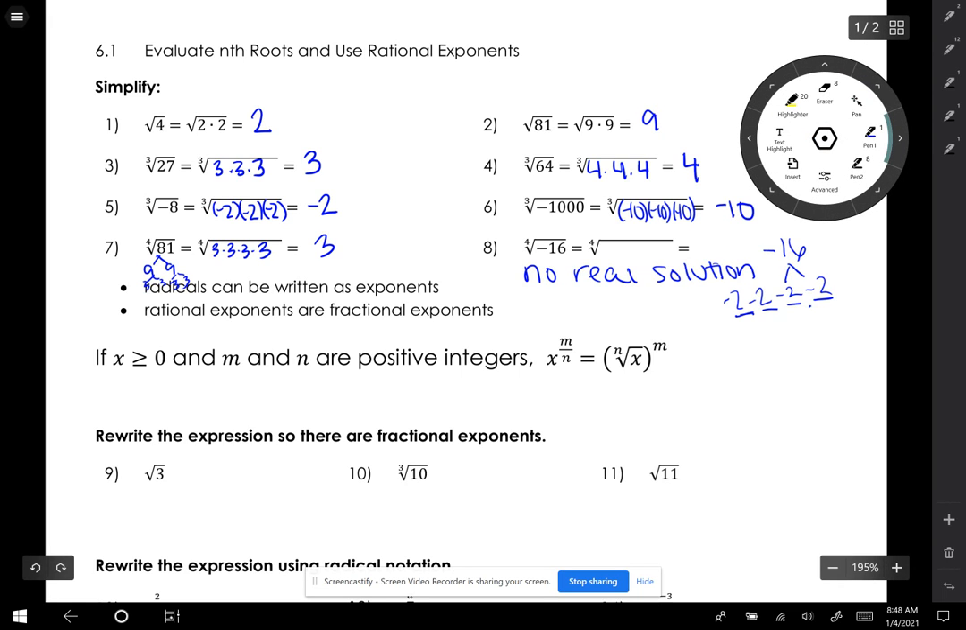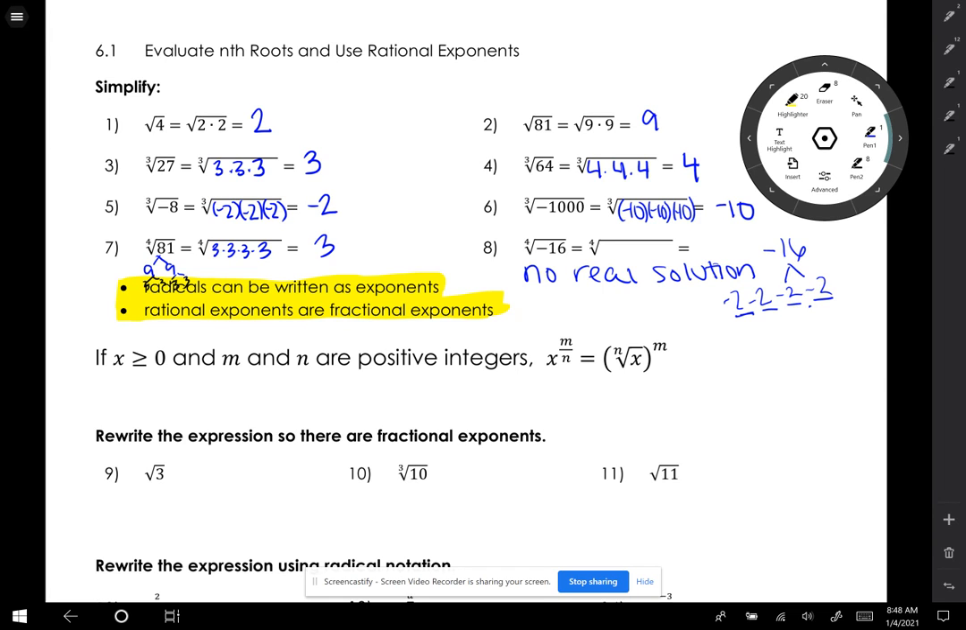Now notice a couple of notes here. It says radicals can be written as exponents. So that means a root can be written as an exponent. It also says that rational exponents are fractional. So we are going to practice using fractional exponents here today.